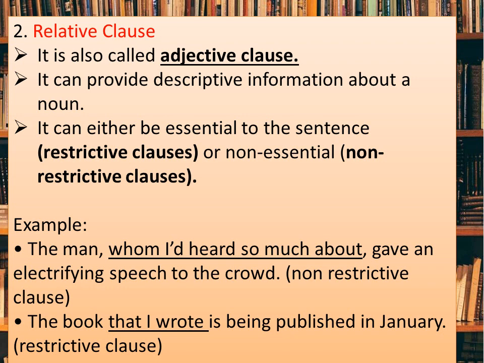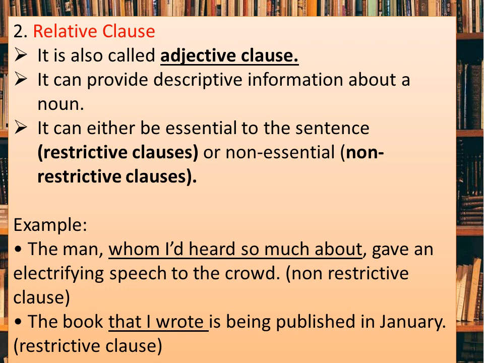The first one is an example of a non-restrictive clause, meaning you can omit this clause because it is non-essential or non-important. It is not important in the sentence because it gives only additional description to our noun or our subject. While in the second one, we have a restrictive clause, meaning it is an important or essential part of the sentence. The book that I wrote is being published in January.